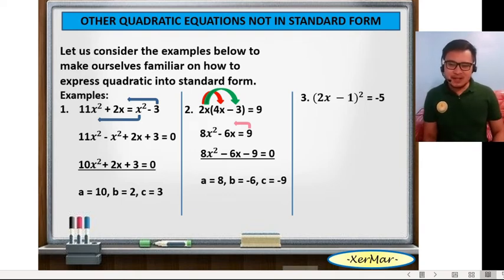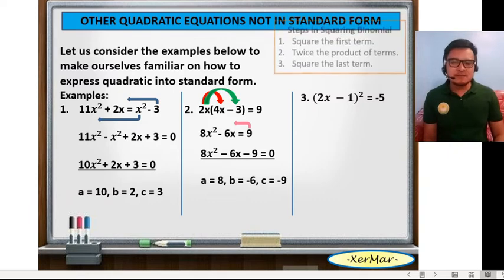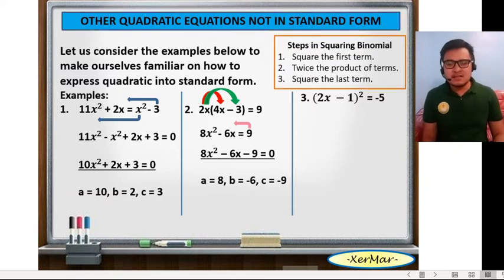Pero, medyo mahaba na yung proseso kapag gagamitin natin yon. Okay, class. Sa squaring of binomial or multiplying binomial itself, meron tayo dyang shortcut. Okay? Ano ba yung shortcut natin? Okay, we have the steps in squaring binomial. So, number 1, square the first term, twice the product of the terms, and last, square the last term. Okay, so tatlong steps lang ang meron tayo. No? So, madali lang yon.